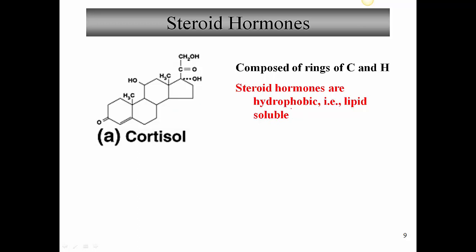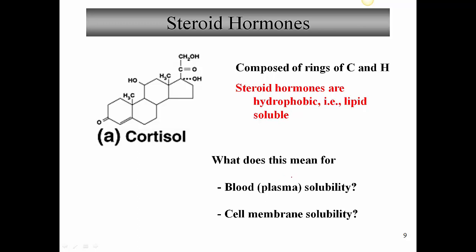So anytime we talk about the chemistry of hormones, we also have to talk about the meaning for blood plasma solubility and cell membrane solubility. A hormone like cortisol would not be very soluble in the plasma because this is a hydrophobic hormone, and the plasma, as we said, is mostly water. On the other hand, since cell membranes are largely fatty material, cortisol would dissolve, so to speak, in the cell membrane very easily, and we would find that cortisol crosses the cell membrane very, very easily.